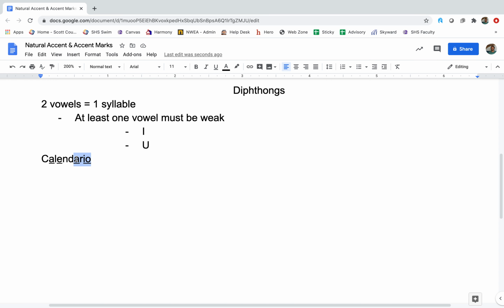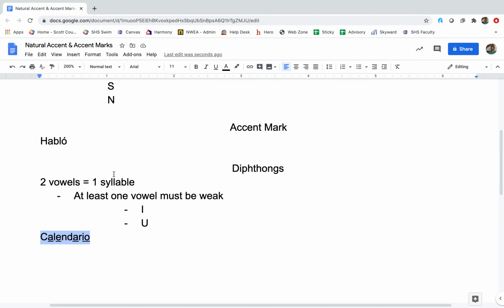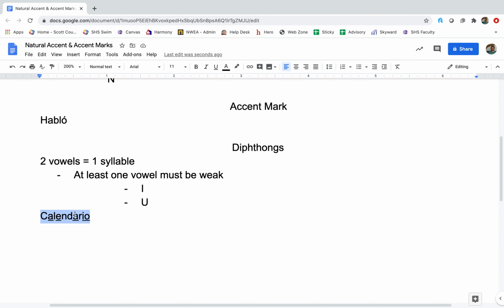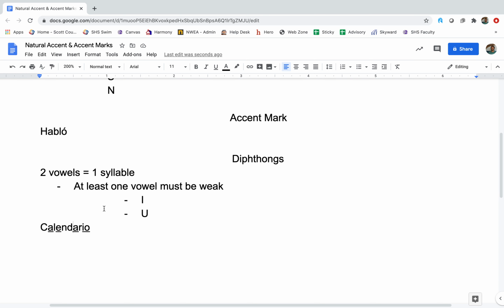One of the things you're going to need to be able to do on the test that is coming up this Thursday is to identify how many syllables a word has. So you need to be able to recognize diphthongs and isolated vowels. And you also need to be able to tell me where the accent falls on a word. So the accent on this one would be on the second to last syllable because of natural accent rules. So keep that in mind.